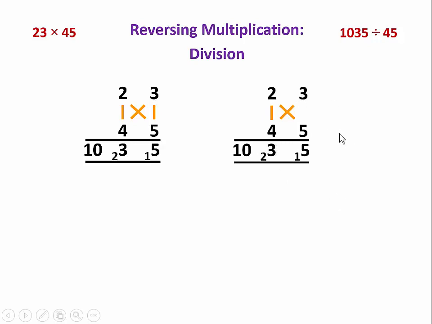Now we can see that if we look at the vertical, we've got 3 times 5 is 15, and so there's no remainder.